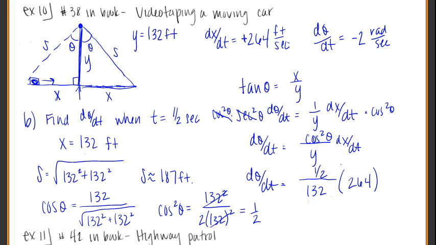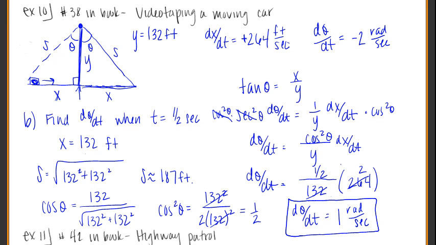And just wrapping this up so we can get our final answer. The change in the angle with respect to time, you get 1/2. That's going to cancel that, leaving 2. So 2 times 1/2 is 1. 1 radian per second. That's how fast the angle is changing when you've gone a half a second later.